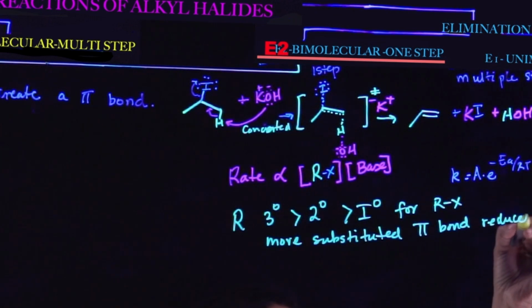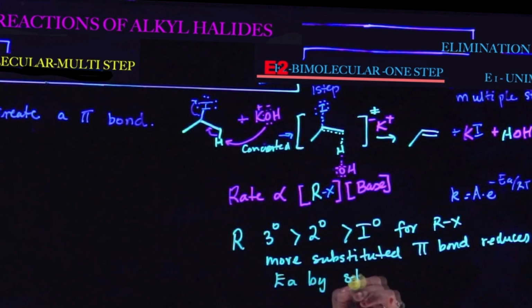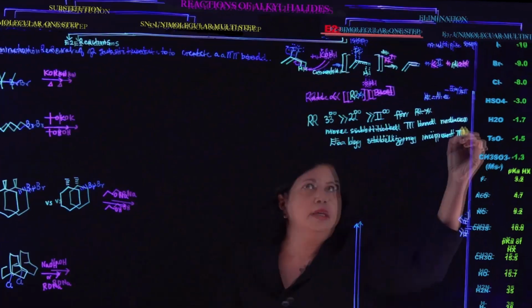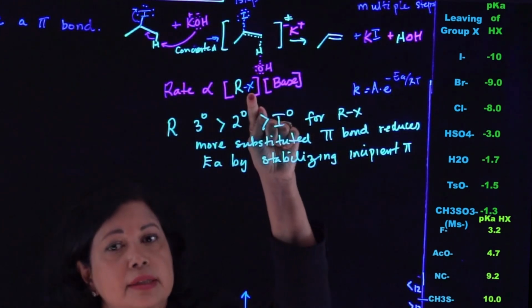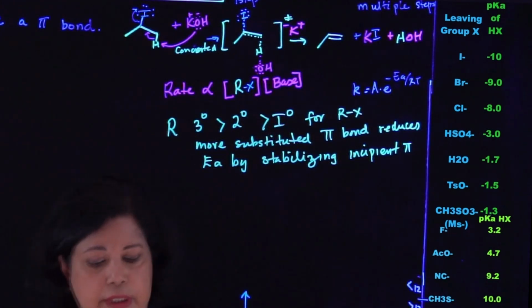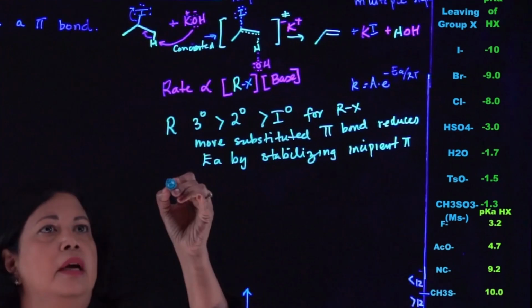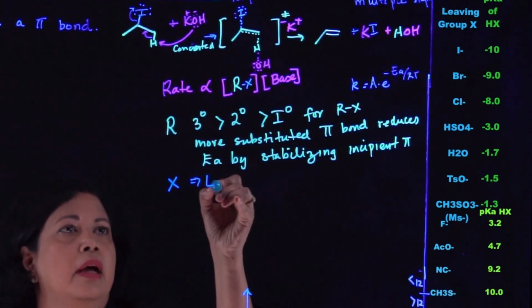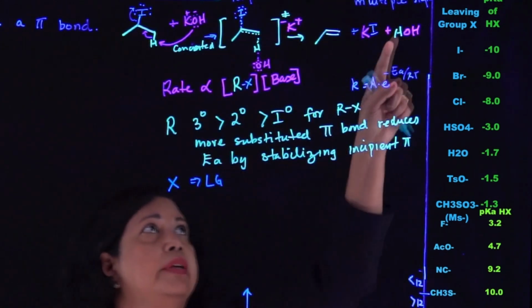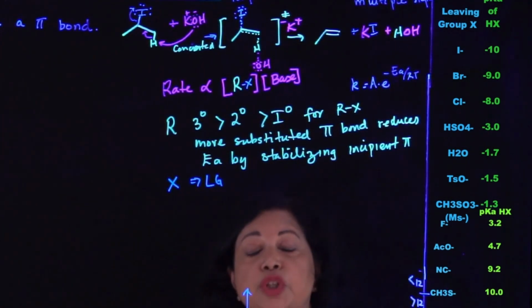Reduces activation energy by stabilizing incipient pi bond. That's really important. Well, there's another part to it, X. That's also going to influence it. Every single thing in this transition state is going to determine how fast this is going to be. X is the leaving group. In this case, iodide.